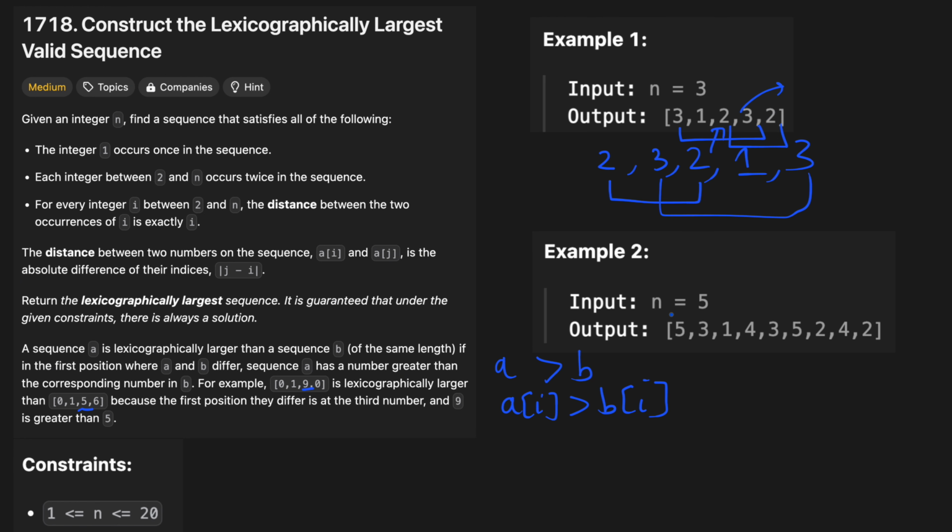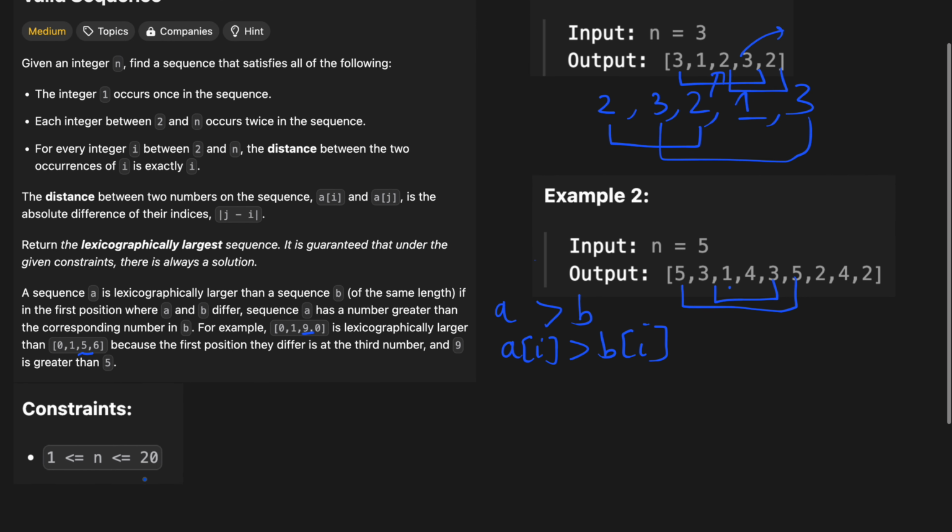Similarly, in example 2, for n equal to 5, we can have a lexicographically largest sequence where 1 occurs once and the rest of the numbers occur twice, and the distance between the numbers, say i, is i itself. For example, the distance between the 5s is 5, the 3s is 3, and so on. And that's why this will be our answer. And also in terms of constraints, n can be between 1 and 20. Now let's jump into the solution space.